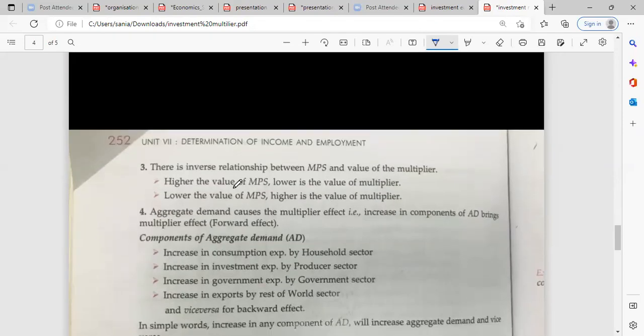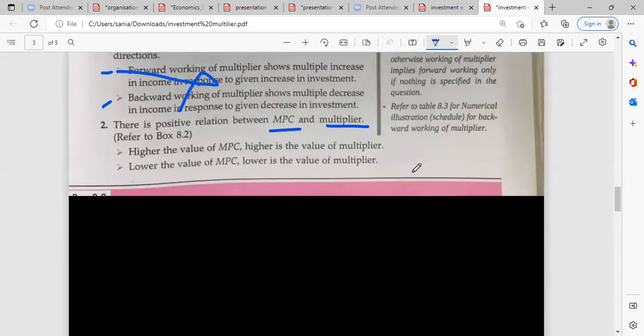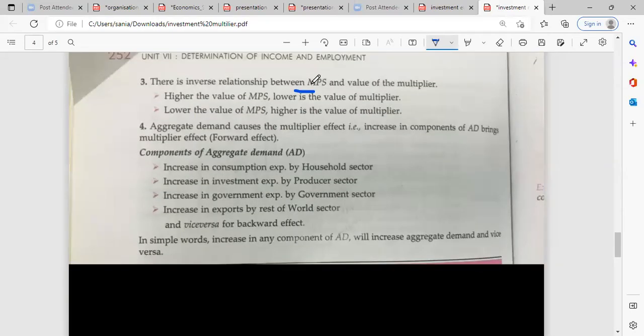Coming to the third point, there is an inverse relationship between MPS and the value of multiplier. See, MPC has a positive relationship, like it will grow, so it will also grow. But for MPS, which is marginal propensity to save, they have a negative relation. Higher will be the value of MPS, lower will be the value of multiplier, and lower will be the value of MPS, higher will be the multiplier.